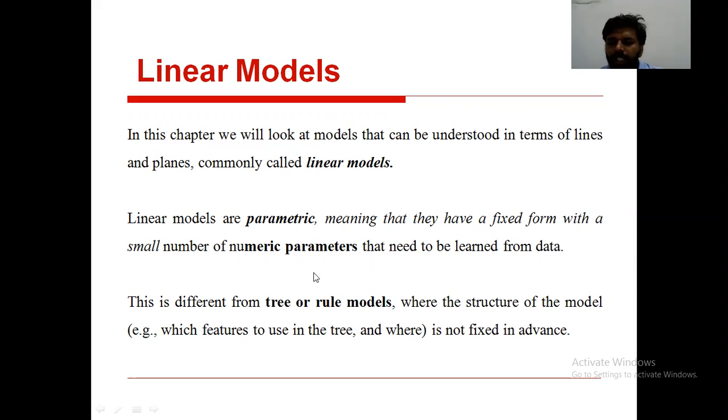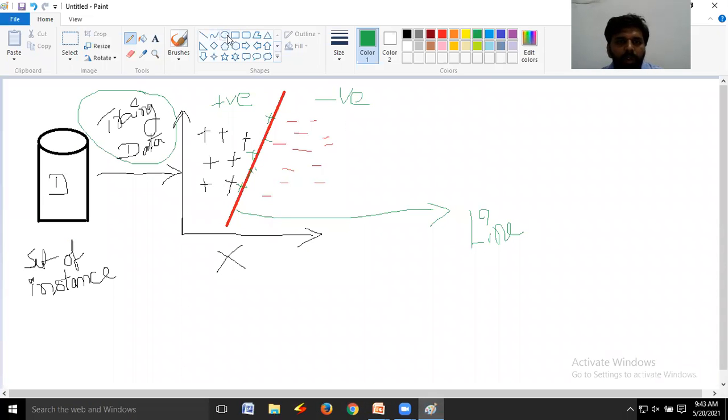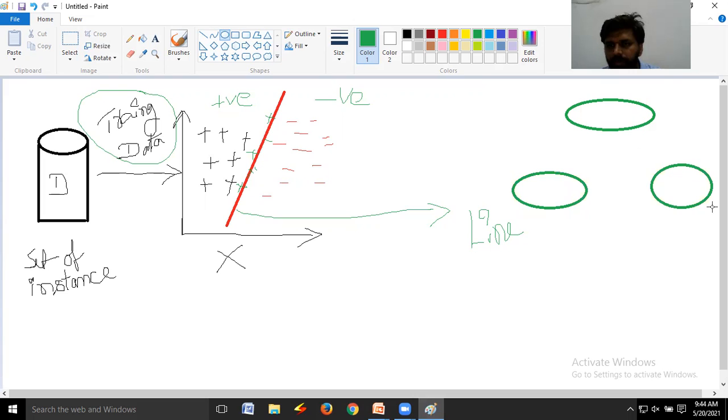See what we did in the tree and rule models. Simply, we considered features of the instances. In a rule model or tree model, let me take a tree model. Suppose there is a tree having some nodes like this, and the outcome is leaf nodes. Here we constructed a tree like this.